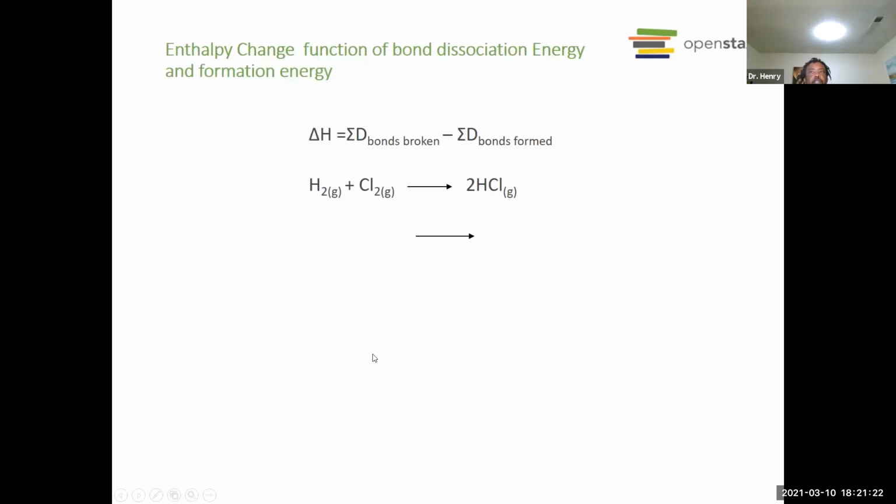So then it's getting real easy. The way we calculate the change in enthalpy is delta H equals the summation of all the broken bonds minus the summation of all the bonds that are formed. Okay.